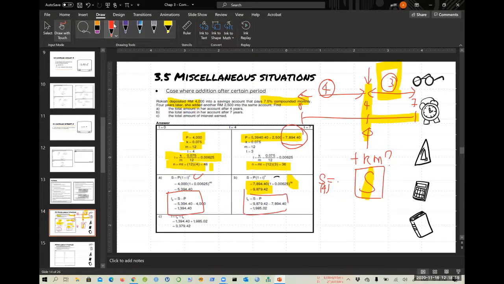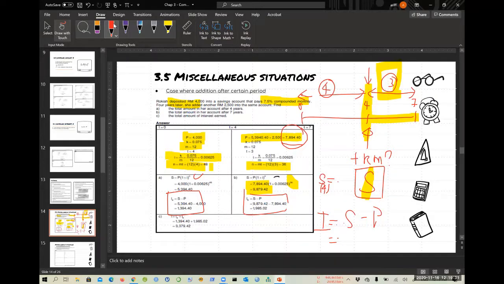Okay. So to find the total interest, here you have the interest for each of the portions, right? If you just want to find the total interest, you can just simply take I equal to S minus P, the final S minus the initial P. That is, you get 9,879.42 minus 4,000, and then minus again 2,500. So that is the amount that you have.